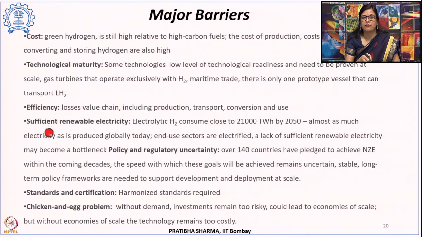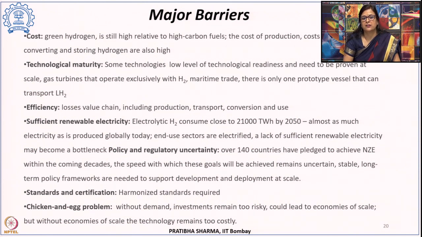At the same time, if the entire hydrogen demand is to be met by electrolytic hydrogen, in that case the requirement of electricity will be very high. And when electrification is going on along with the use of electrolytic hydrogen, there may be a lack of sufficient renewable based electricity, and that may become the major bottleneck.